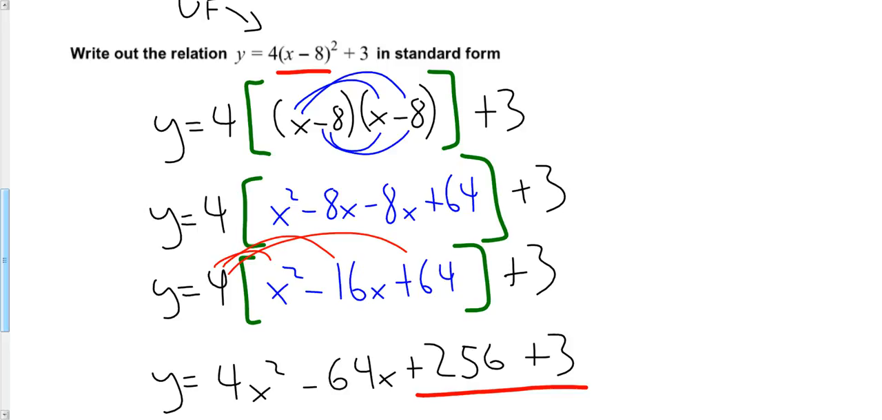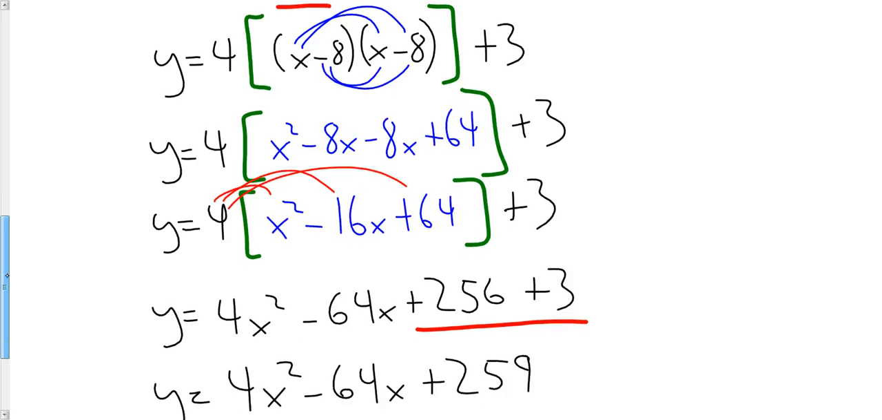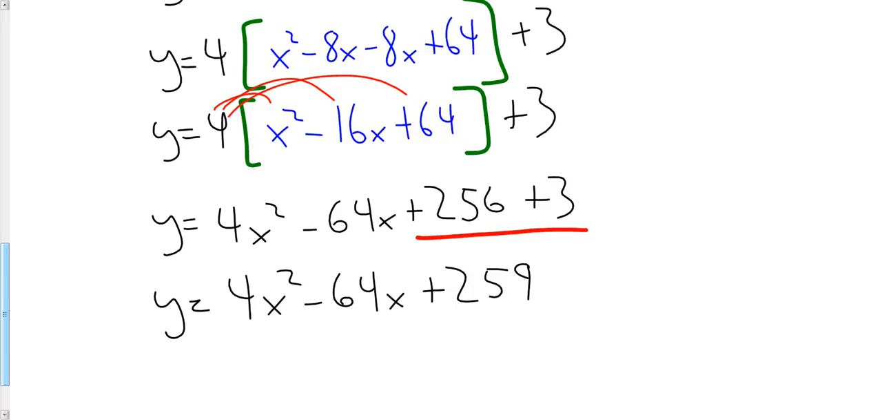Once we simplified the stuff in the green bracket in the middle, we multiplied through by the coefficient out front. Each of those three terms, x squared, negative 16x and positive 64, was multiplied by the 4 out front. We still had the plus 3 at the back end that we hadn't dealt with. Then we collected our like terms, and we added the 256 plus 3, and that's where we got the 259 at the end. So our final result is y equals 4x squared minus 64x plus 259. And that is how you convert from vertex form into standard form.